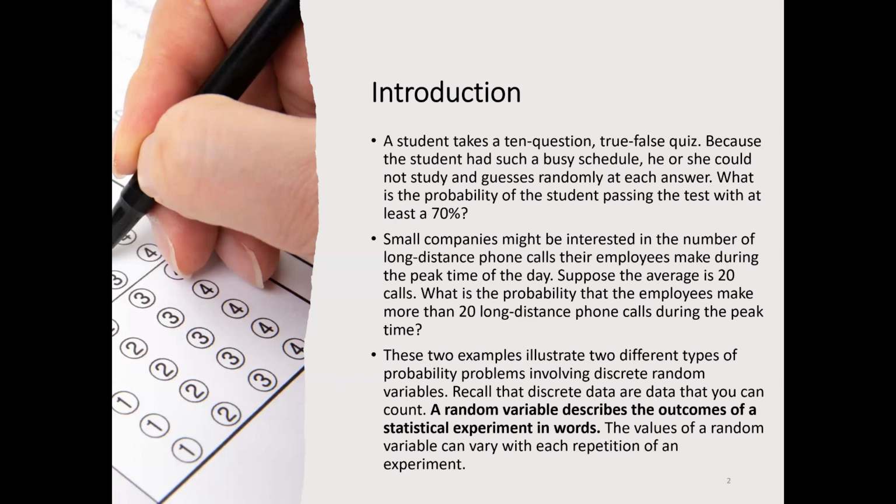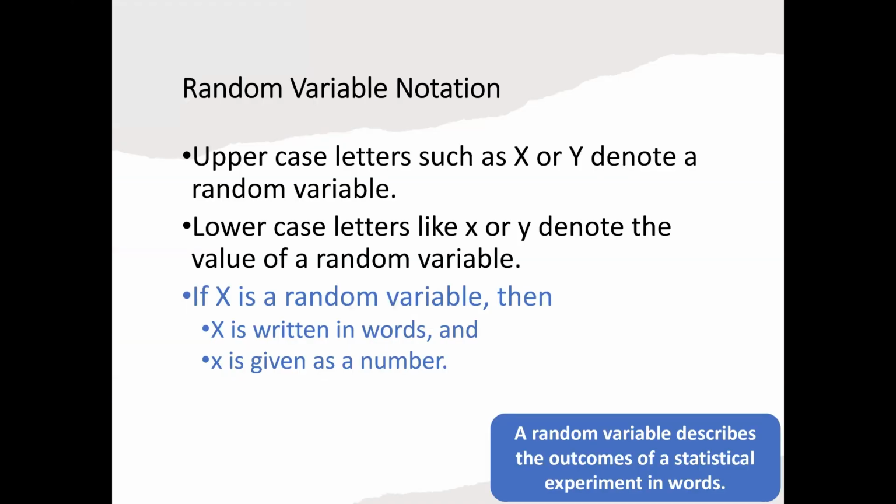Recall that discrete data are data that you count. A random variable describes the outcome of a statistical experiment in words. The values of a random variable can vary with each repetition of an experiment. So here's your definition of a random variable. Well, it's the notation we use and the description down at the bottom. A random variable describes the outcome of a statistical experiment in words. We use capital letters for random variables. So capital X or capital Y, capital A, capital B, whatever.